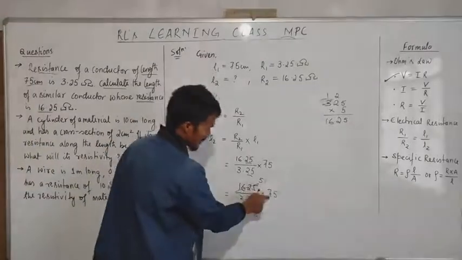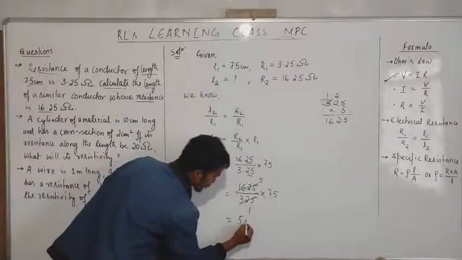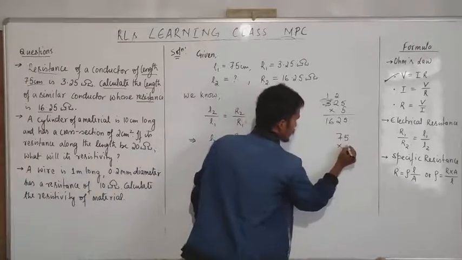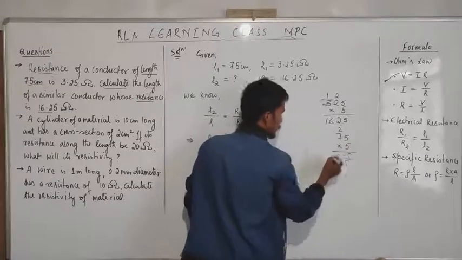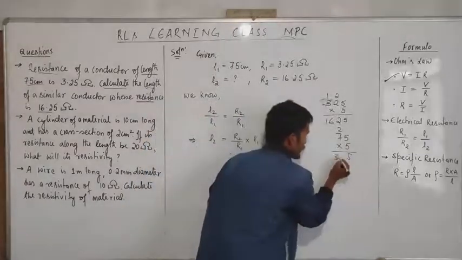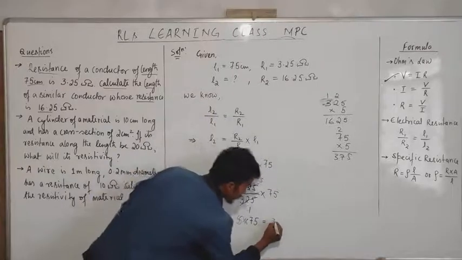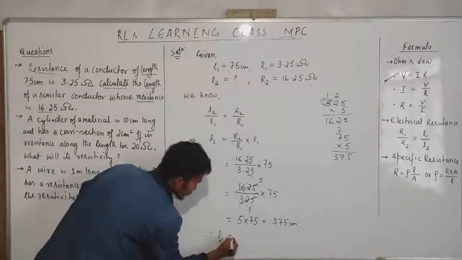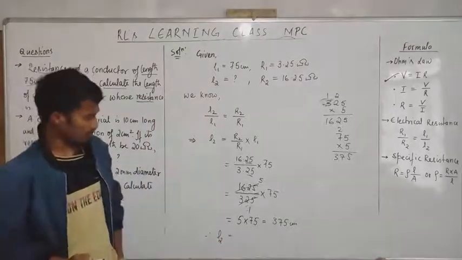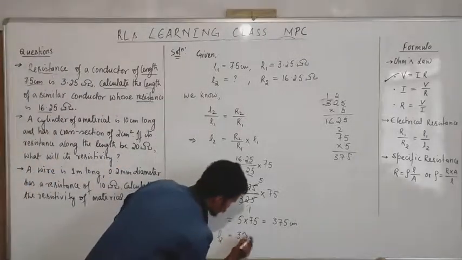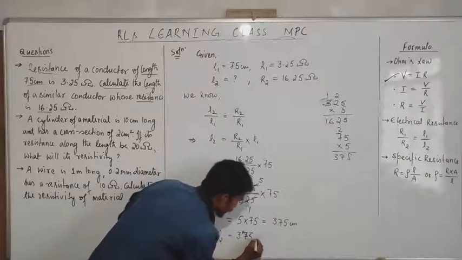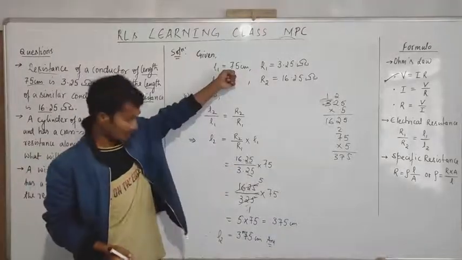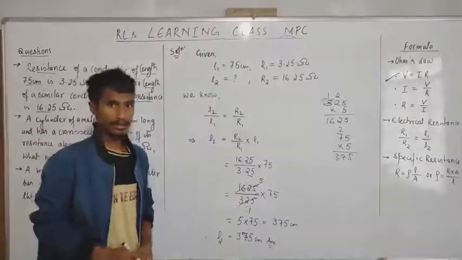Then now left only 5 into 75. Then multiply 5 into 75. Then 75 into 5, then 5 into 5 will be 25, then 5 into 7 will be 35, plus 2 is 37. Then we get here 375 centimeter. Therefore, the length of the second conductor will be 375 centimeter. Then this will be the length of the first conductor, 75, and the length of the second conductor will be 375.